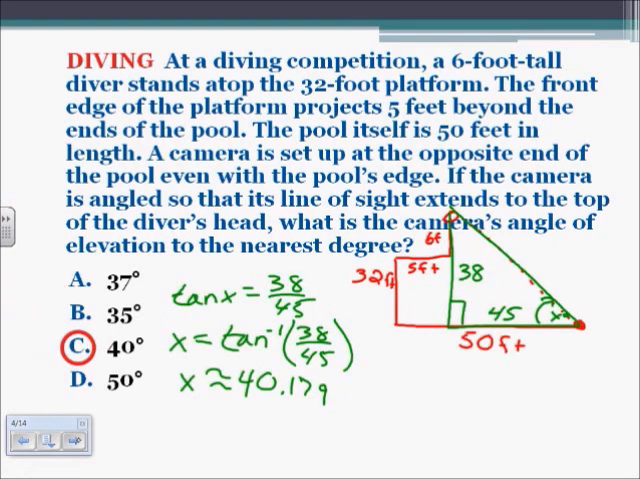And there is the solution to the pool problem. Next one.